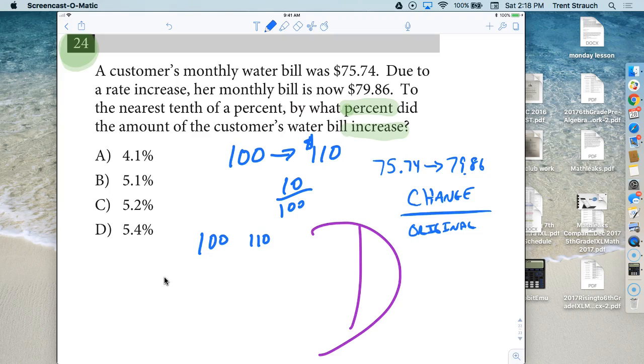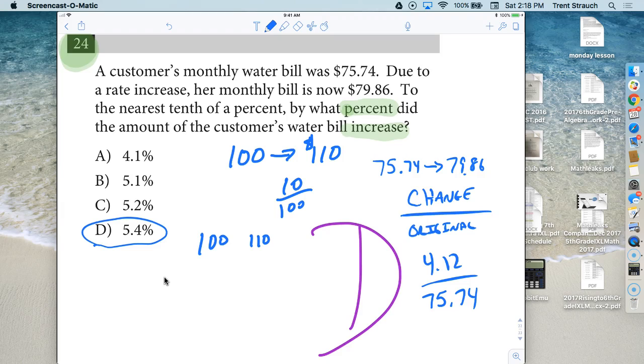So take out your calculator and tell me what the change is. How much? 4.12. And divided by the original, which would be what? 75.74. That sound good? And now if you divide that out, it came out to be. You agree with that now? Everybody good? Or close enough, right? Close enough.